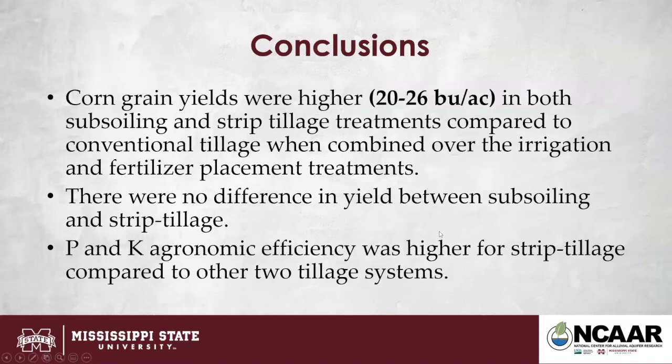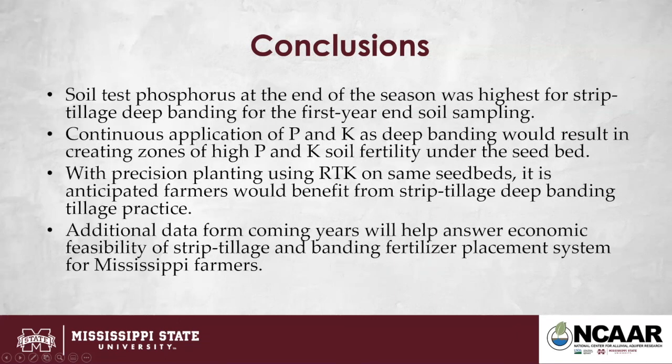Corn yields were higher, 20 to 26 bushels per acre, in both subsoiling and strip tillage treatments compared to conventional tillage when combined over the irrigation and fertilizer placement treatments. There were no differences in yield between subsoiling and strip tillage. P and K agronomic efficiency was higher for strip tillage compared to the other two tillage systems. Finally, soil test phosphorus at the end of the season was highest for the strip till deep planting for the first year of soil sampling.